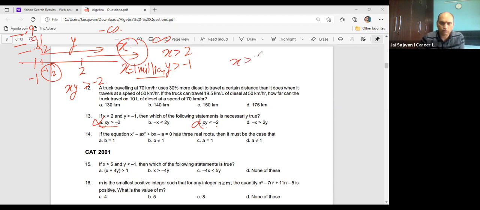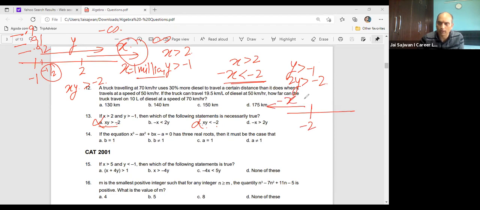If X is greater than 2, minus X is less than -2, everyone knows about it. I know Y is greater than -1, so 2Y will be greater than -2. So I will take a number as -2: minus X is smaller than this, and 2Y is greater than this. Can I say minus X will always be less than 2Y? That will be your answer. So Paras and everyone who has given me the answer as option B, it is coming out to be correct here. Is it fine?